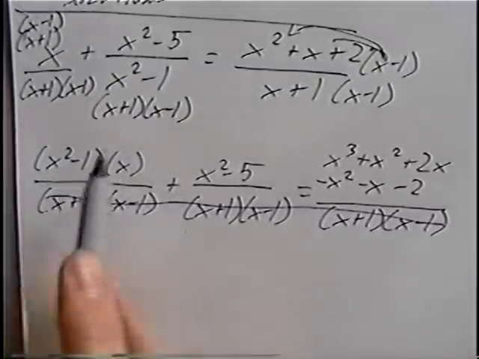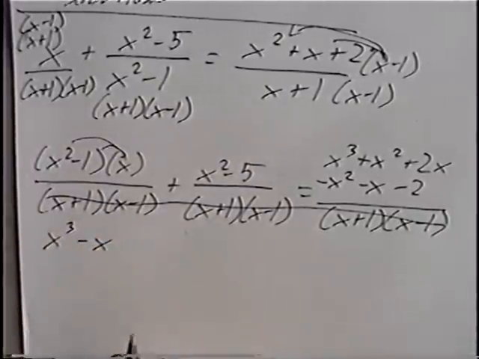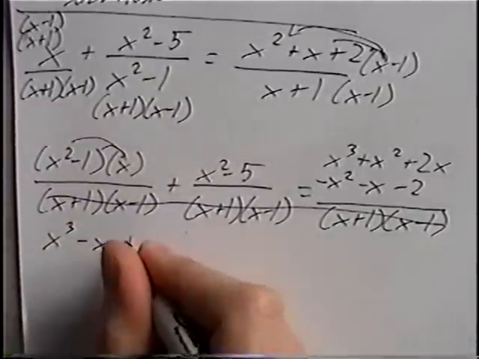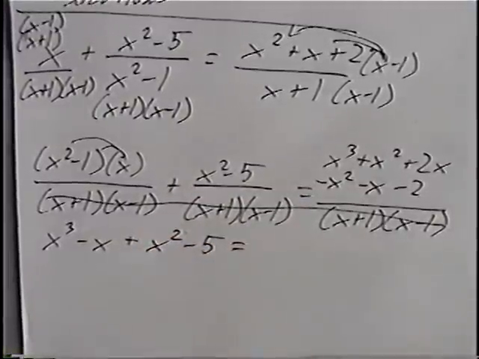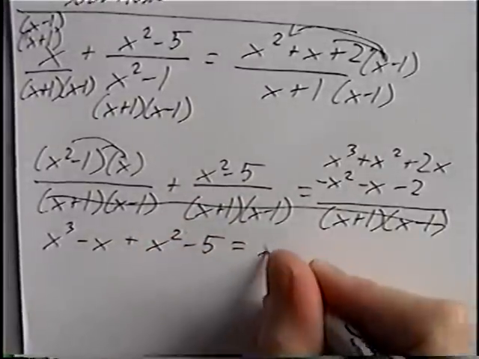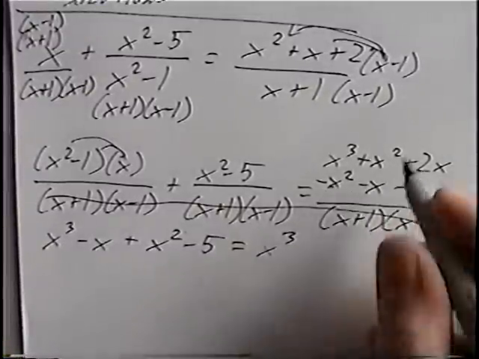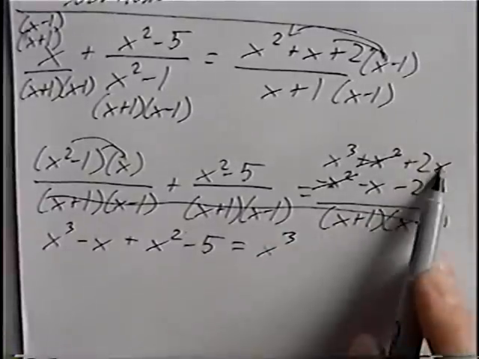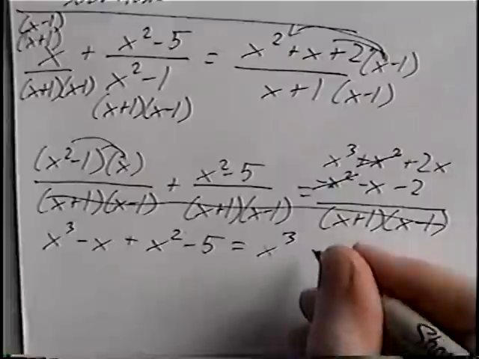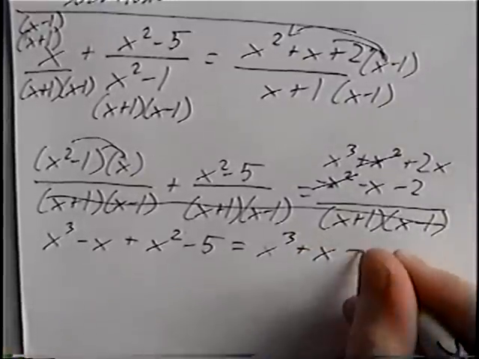This numerator we can distribute, x times each of these. That'd be x cubed minus x. X squared minus 5 stays the same. Equals, we have x cubed. The x squareds actually cancel out, positive x squared and negative x squared. 2x minus x would just be 1x or plus x, and minus 2 on the end.